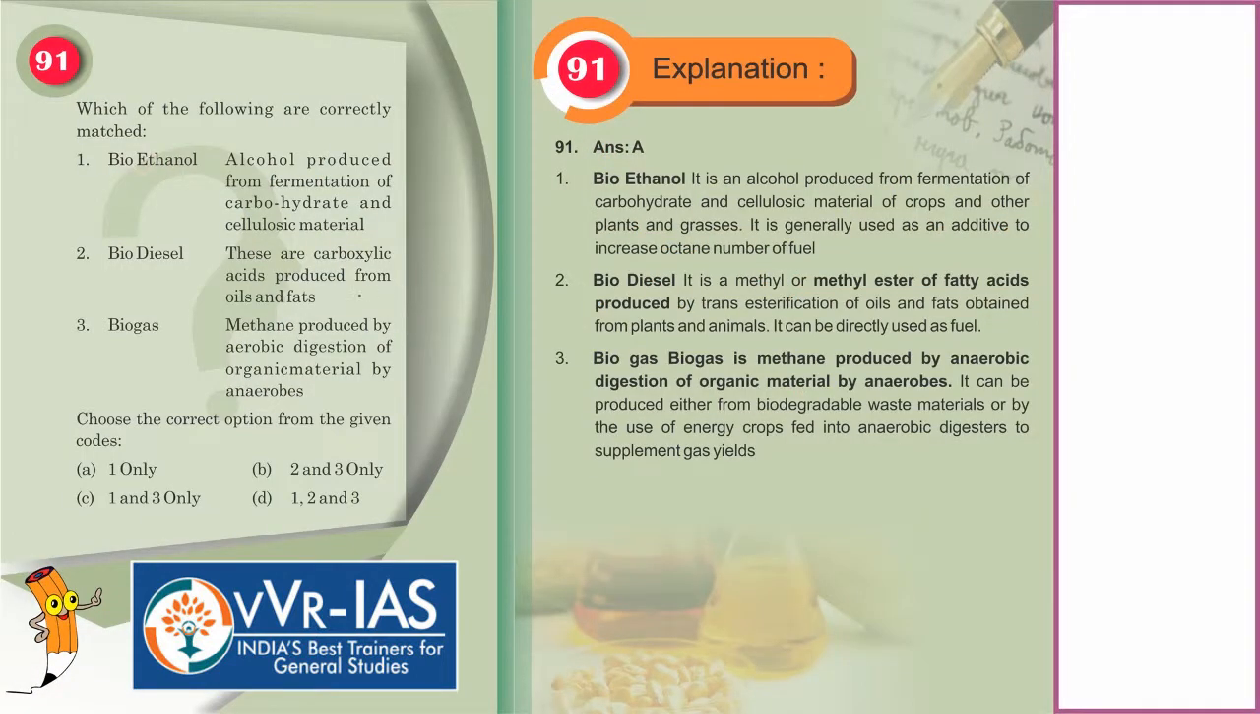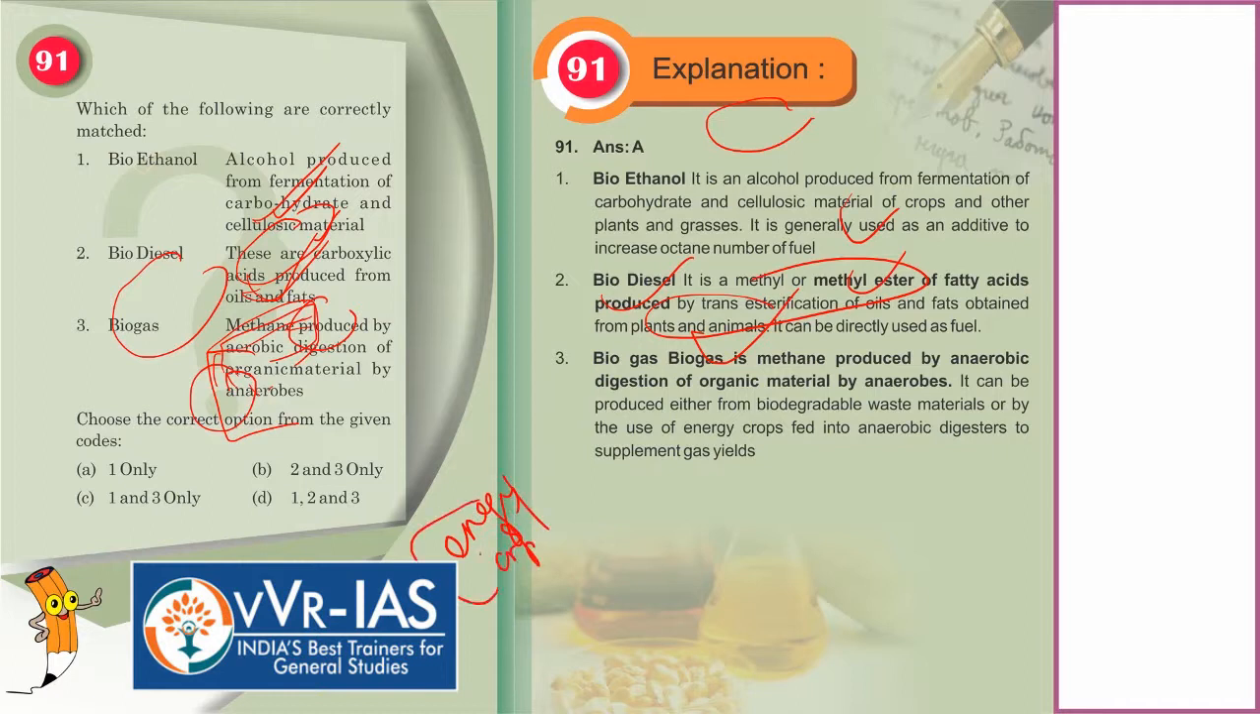91. Which of the following are correctly matched? Bioethanol. Bioethanol is alcohol produced from fermentation of carbohydrate and cellulosic material. This is true. Biodiesel, these are carboxylic acids produced from oils and fats. Now see, biodiesel is a methyl ester of fatty acids produced by trans-esterification of oils. It can be directly used as fuel. What is biogas? It is methane produced by aerobic digestion. It is not aerobic digestion, it is anaerobic. Anaerobic means in the absence of oxygen. It can be produced either from biodegradable waste materials or by the use of energy crops. Is this clear? Which will basically release your biogas.